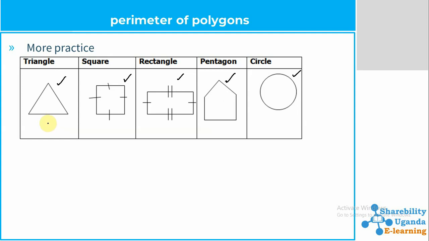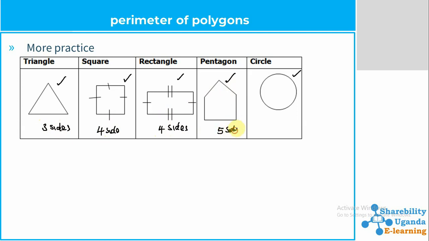So we can see this triangle has 3 sides. This has 4 sides. So this also has 4 sides. This has how many? 1, 2, 3, 4, 5.